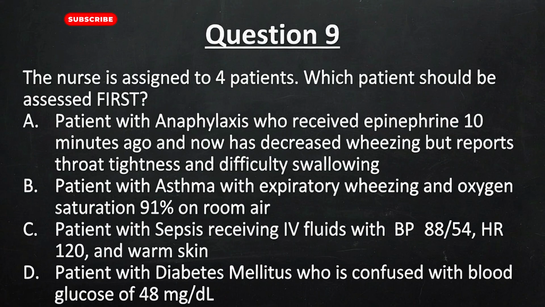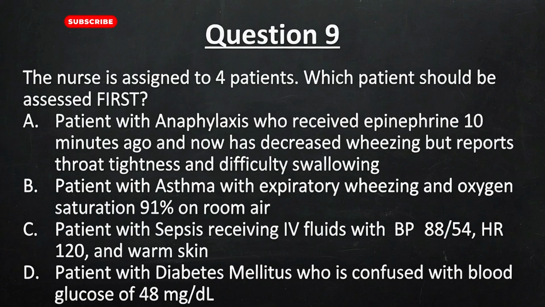Question 9. The nurse is assigned to 4 patients. Which patient should be assessed first? A. Patient with anaphylaxis, who received epinephrine 10 minutes ago and now has decreased wheezing, but reports throat tightness and difficulty swallowing. B. Patient with asthma with expiratory wheezing and oxygen saturation 91% on room air.